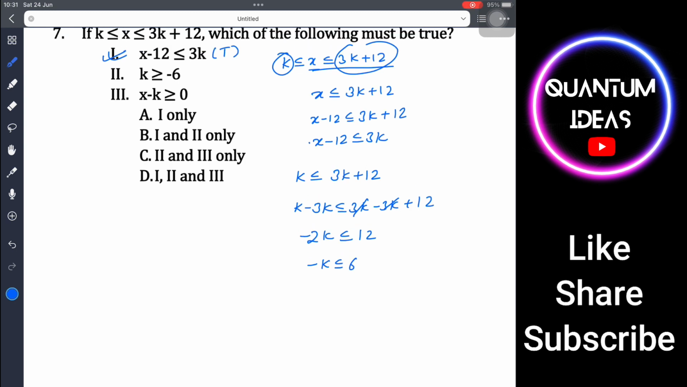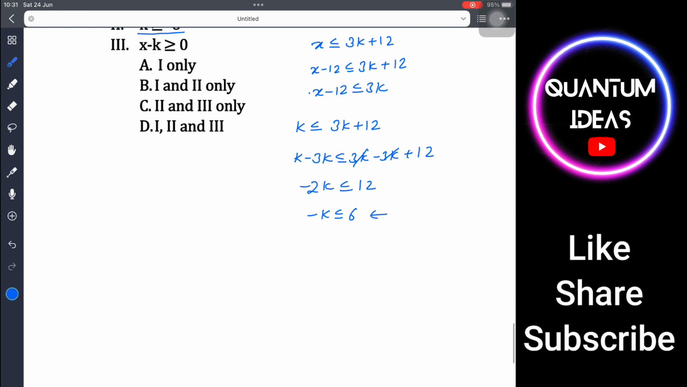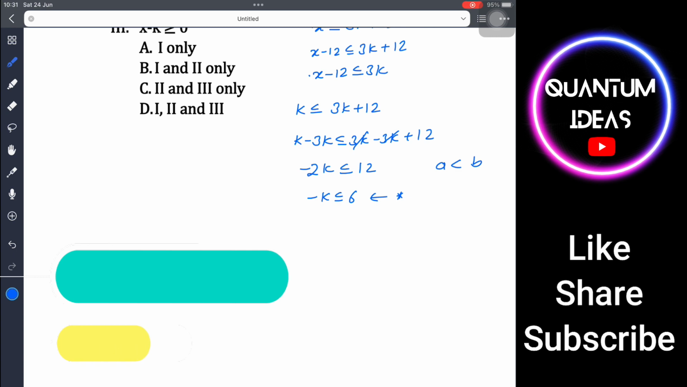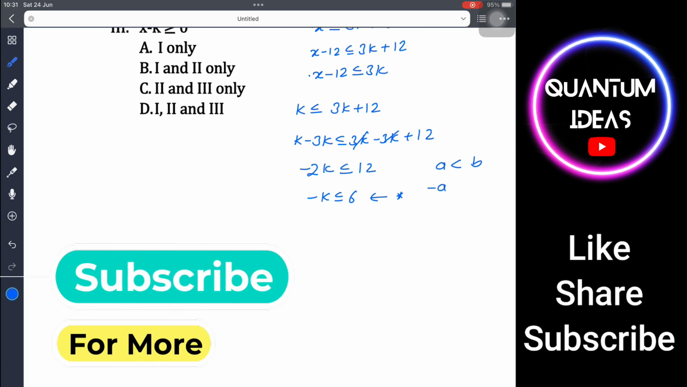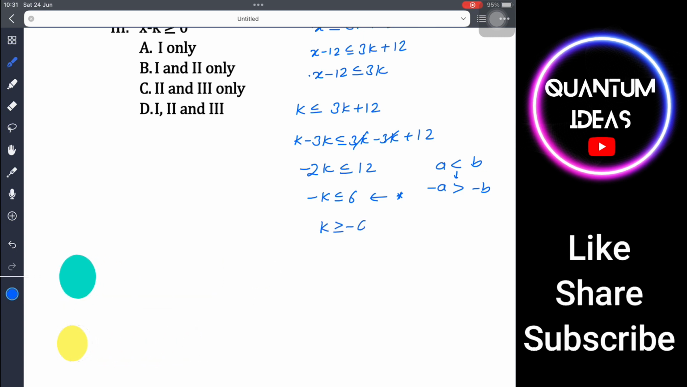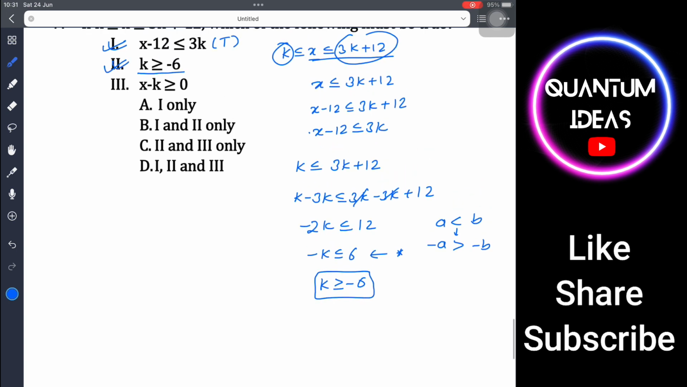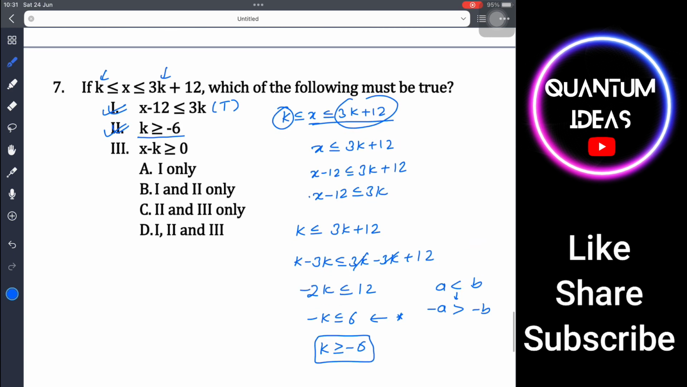Now look here, we are given k is greater than or equal to -6, so there is no minus. What we can do here is a very important, critical step, just remember it, guys. If you multiply the inequality by a negative, the inequality sign flips. For example, if a is less than b and I multiply both sides by a minus, the sign flips. So if I multiply both sides by minus, k will be greater than or equal to -6. You have to understand that. So k is greater than or equal to -6, right? This is also true.